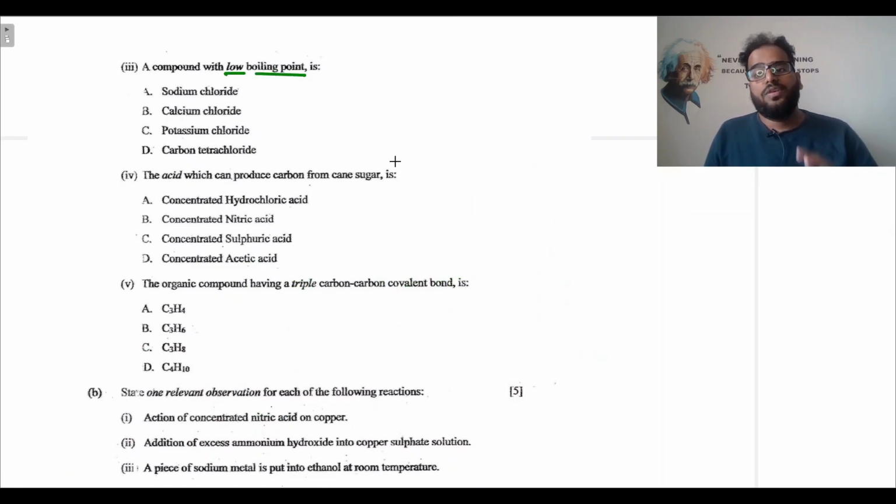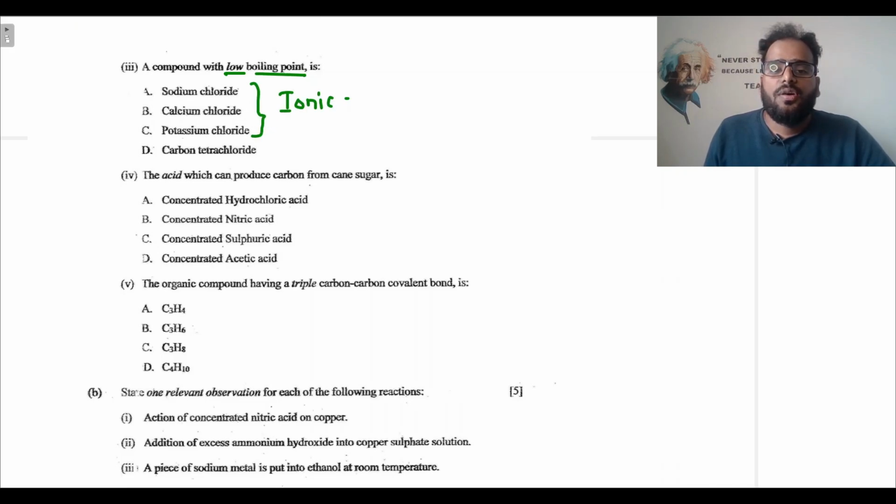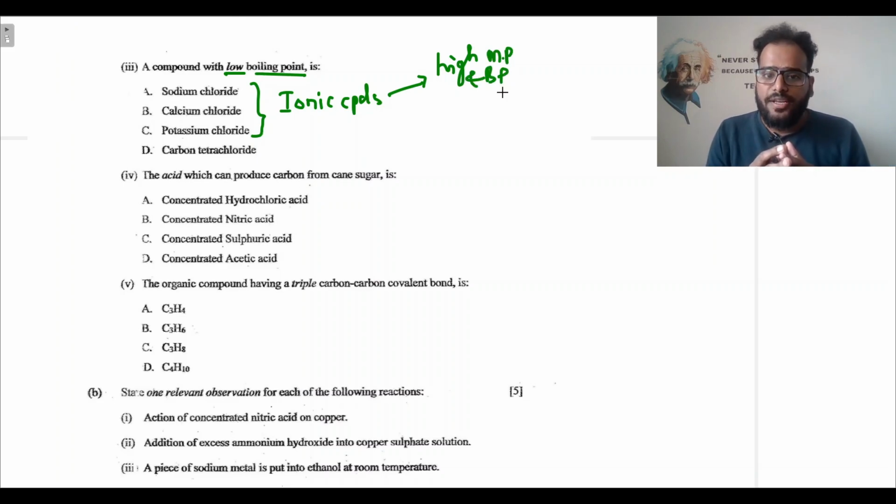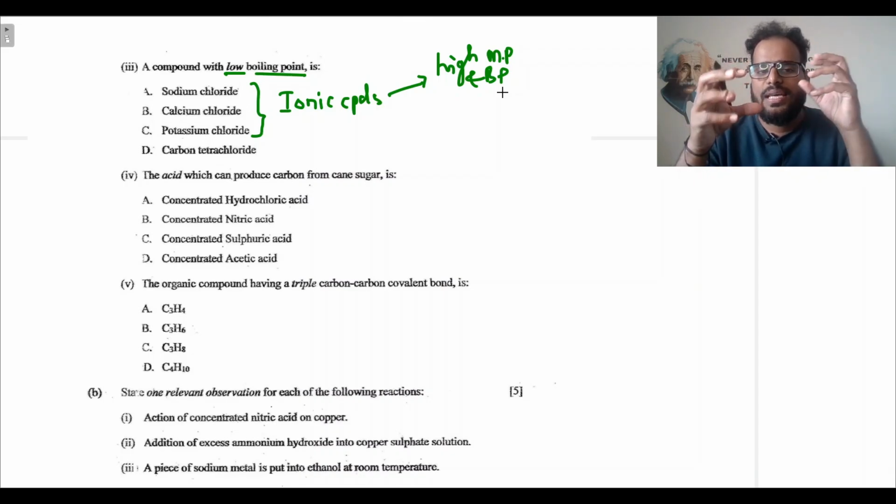Third question, a compound with low boiling point. How do we remember the boiling point? Correct. So here you have to check what is common and what is not common. Pick the odd one out. Sodium chloride, calcium chloride, potassium chloride, carbon tetrachloride, all are chlorides, but the first three are ionic compounds, and we know that ionic compounds have high MP and BP, not blood pressure, melting point and boiling point. Why? Because they have strong electrostatic force of attraction between the cation and the anion.